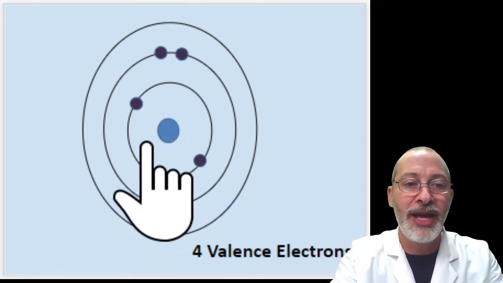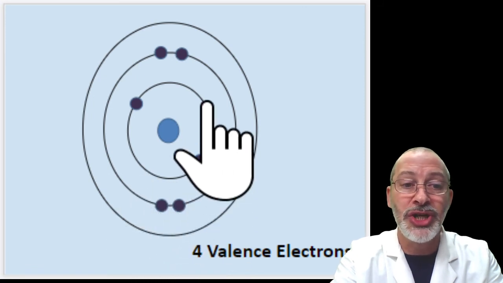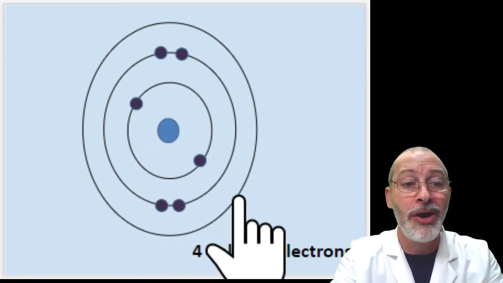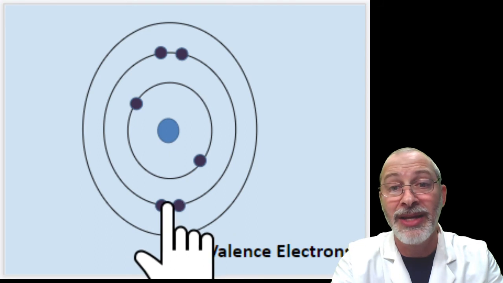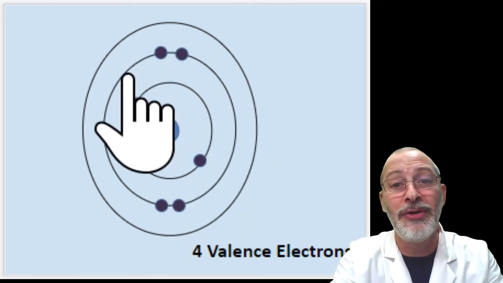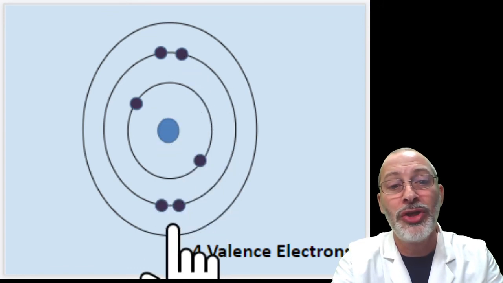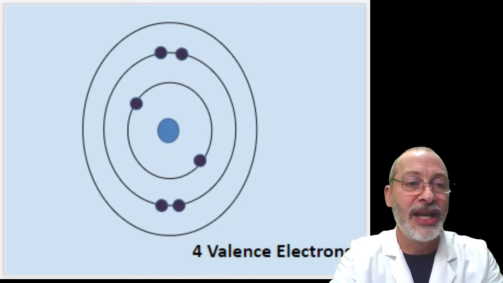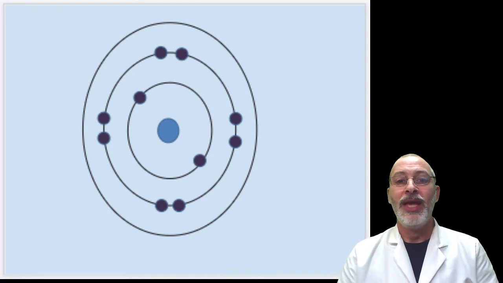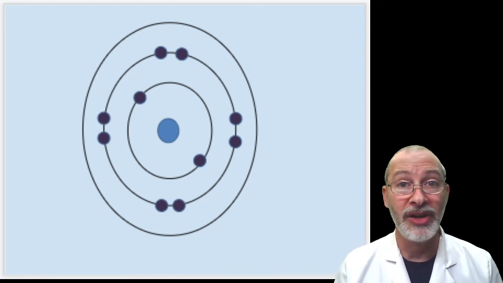First energy level has 2. Second energy level has 4. There are no more electrons beyond that. So in the outermost energy level, which is the second energy level in this example, 1, 2, 3, 4 valence electrons. Here's the next. What is the total number of electrons here?